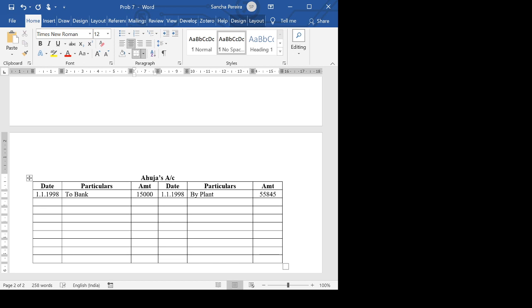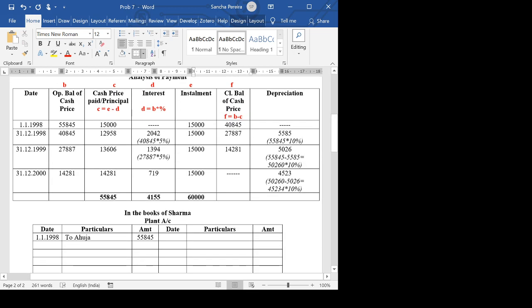Okay. Now we go to our sequence. So we start with the interest due. What's the entry? Interest account debit to Ahuja's account. So in Ahuja, you will have 31st December 1998 by interest. Interest of the first year is 2042.